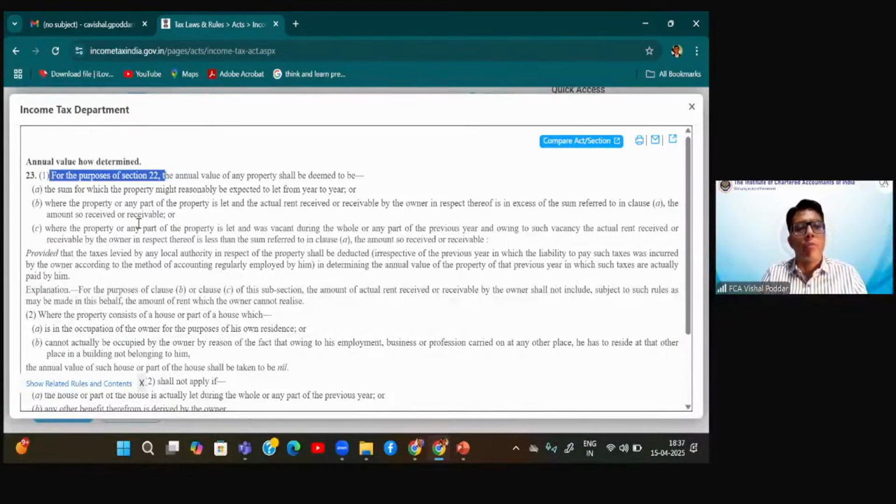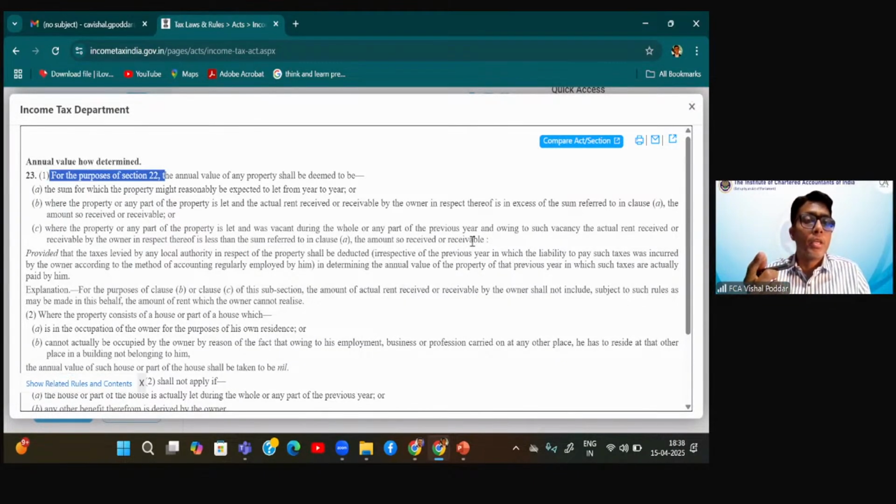Then clause C, where the property or any part of the property is let and was vacant during the whole or any part of the previous year, and owing to such vacancy, the actual rent received receivable by the owner in respect was less than the sum referred to in clause A, then the amount so received receivable, that is again AR. So this is our second case scenario that where after adding VR to AR, that is our new figure ARV is now greater than ER or it is equal to ER. In that case, GAV will be AR.